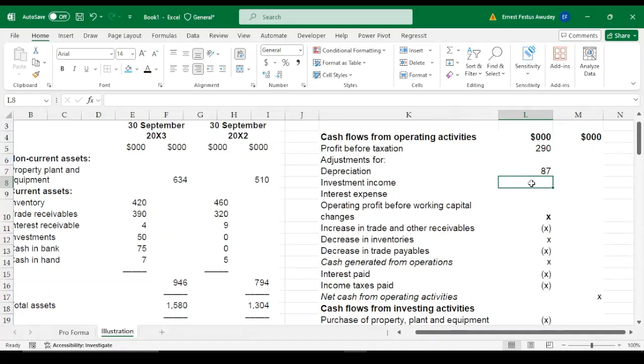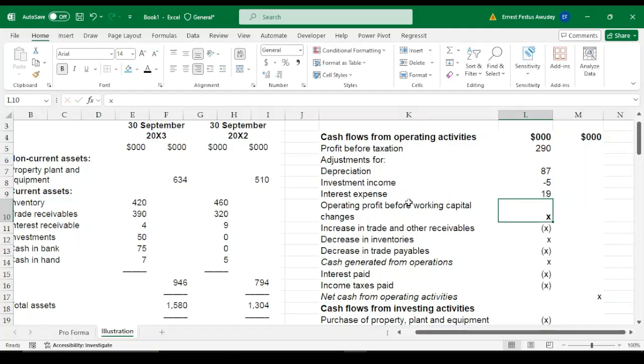But remember, it was added to obtain our profit before tax, so I'm going to subtract it. So I'll have my negative 5 there. Now there's a way of turning this into brackets. That's what we do in accounting, and I'm going to do that in a jiffy. Then we have our interest expense. Our interest expense in the statement of profit or loss was subtracted to obtain our profit before tax. So I'm going to add that back, and that is 19.